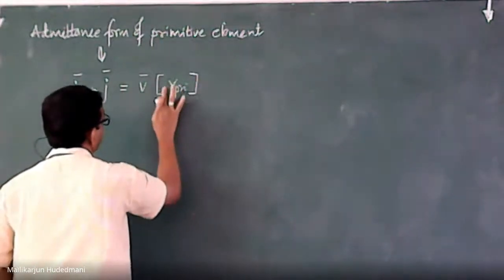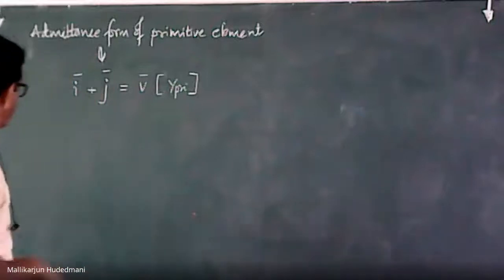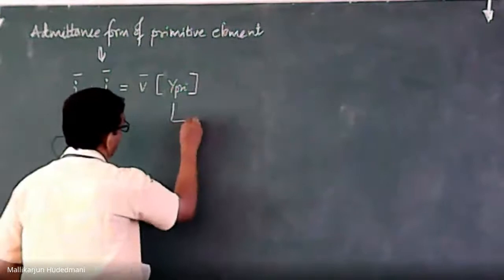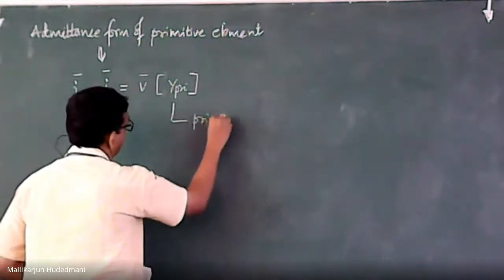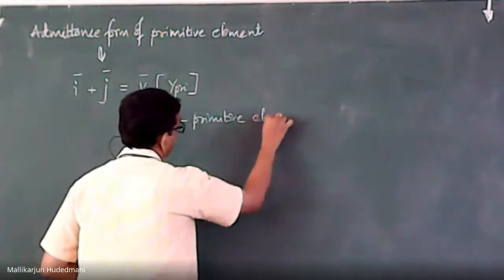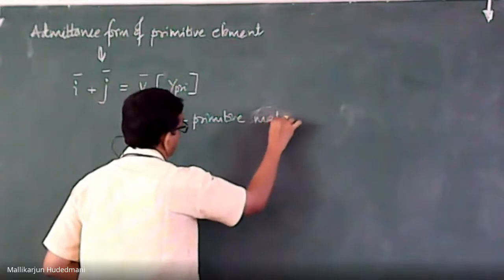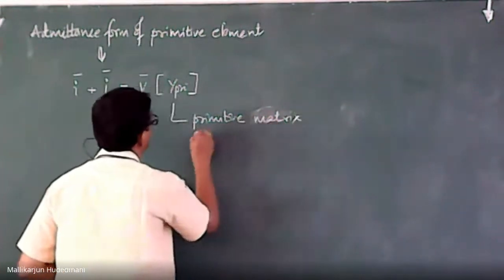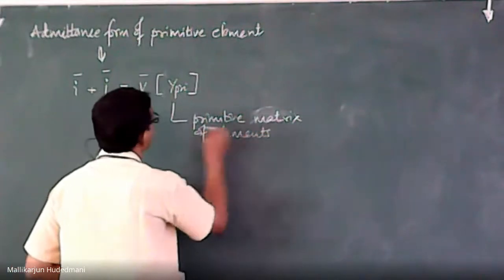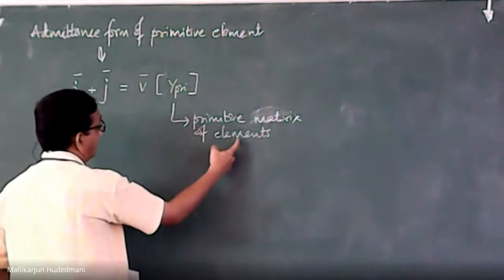Now we stopped exactly at the corner. We wanted to understand what these things are. So these are the injection of current. I would like to say it's called primitive. Let me highlight it. Primitive element, primitive matrix of element, which is in admittance notation. It should be admittance only.